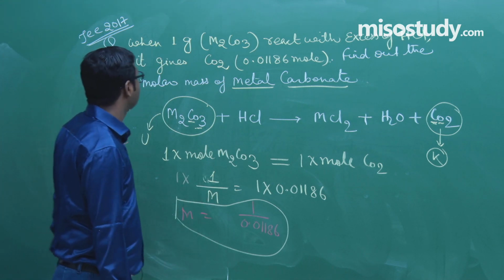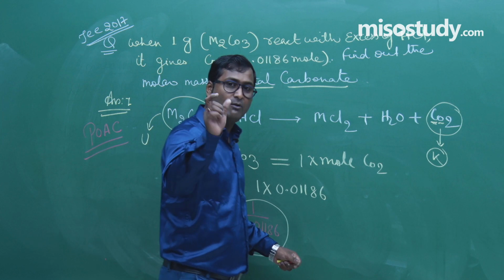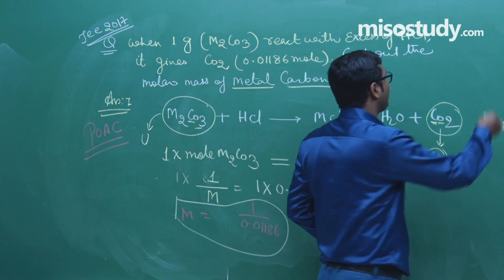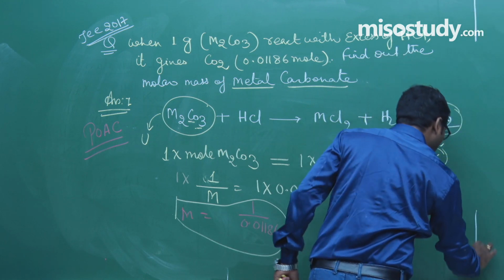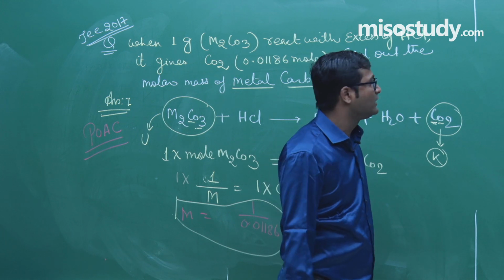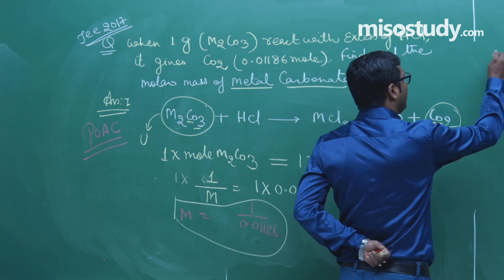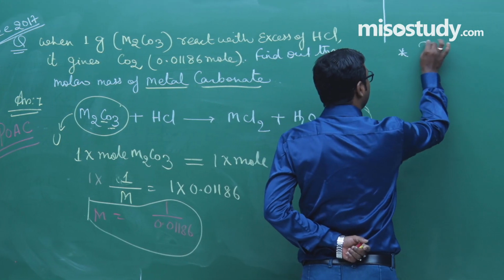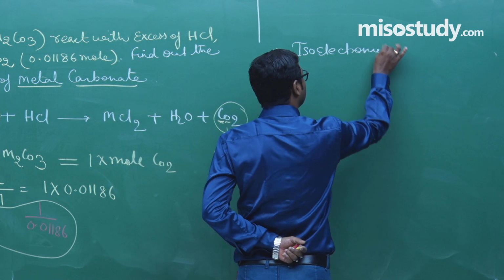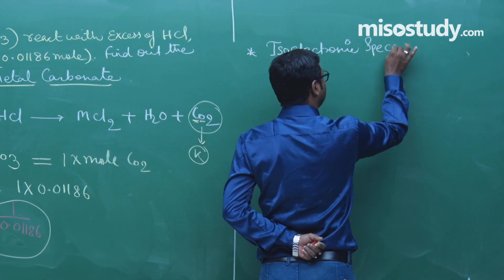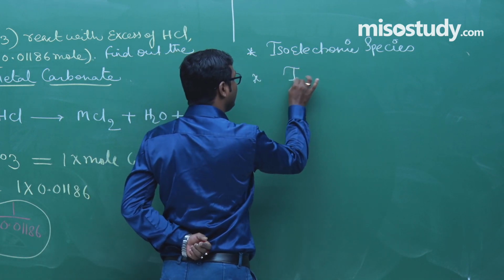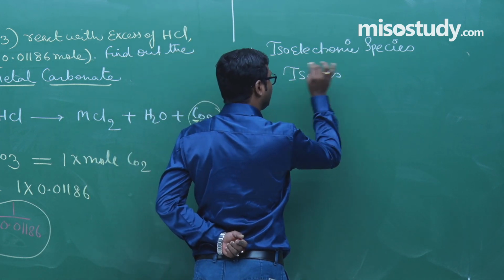The next slightly confusing topic I'm taking is some important points related to electron, proton and neutron. This is a topic from structure of atom. Maximum numbers of questions are asked from this topic, and this is a time saving topic. First of all, if anyone asks you what is isoelectronic species, clear my friend? The second is, if anyone asks you to define isotopes.